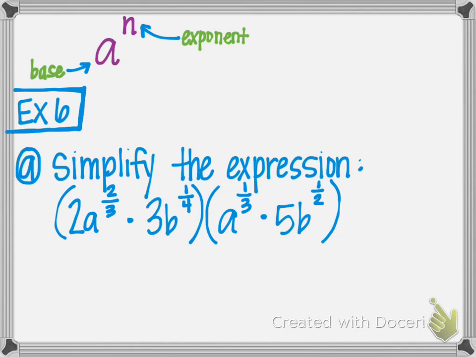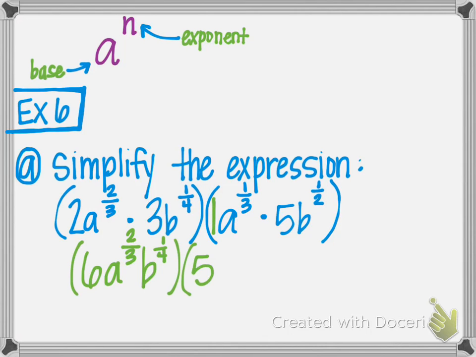2 times 3 is 6. We knew to multiply because of that sign right there. And A and B don't have the same base, so we just can't do anything with them. We're just going to leave them, A to the 2/3, B to the 1/4. We're going to multiply that by, and that's understood to be 1, so it's 1 times 5 is 5. And again, A and B are different, so I just can't do anything with them. I keep them.